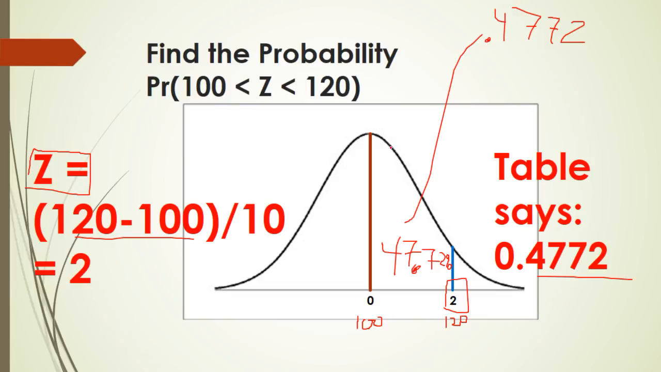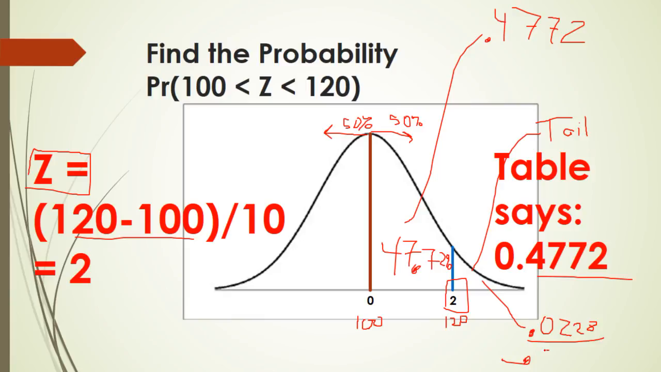Now, more fun in the world. This curve is symmetric. This line splits it in half. So from here to infinity, and that's a movie line, right, is 50%. And from here to infinity this way is 50%. So if this is 4772, what's that part? This part, by the way, is called the tail. How much is in the tail? Well, if that's 4772, the tail has to be 0228. And why? Because that number and that number have to add up to 0.500.